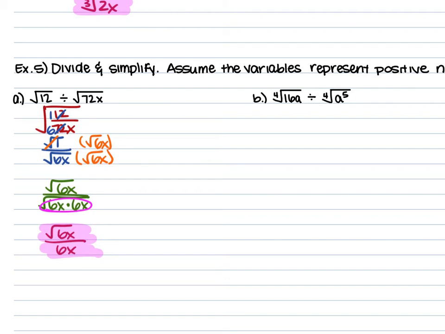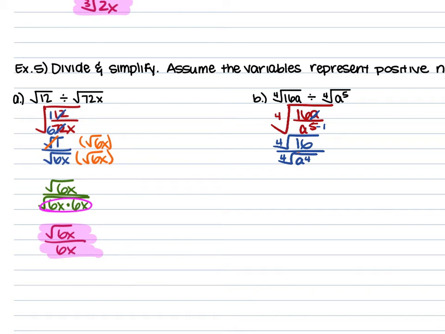We have the fourth root of 16a divided by the fourth root of a to the fifth, for example, b. I'm going to rewrite this as just saying we have the fourth root of 16a over a to the fifth power. I'm going to simplify this, that a to the fifth power. I'm going to subtract 1 from it and cancel out the 1 on top. So this is just the fourth root of 16 over the fourth root of a to the fourth power.